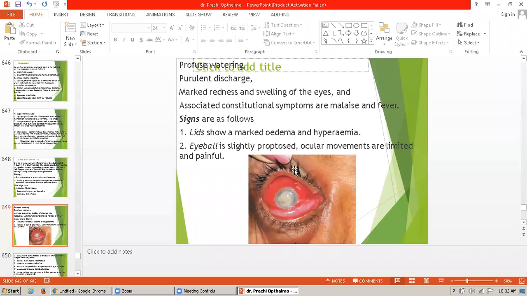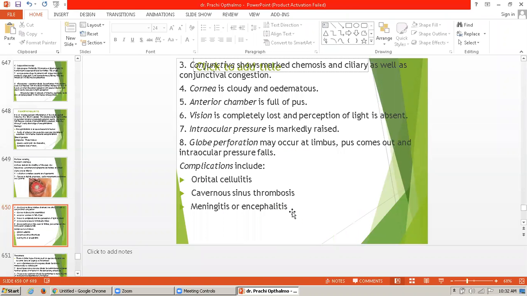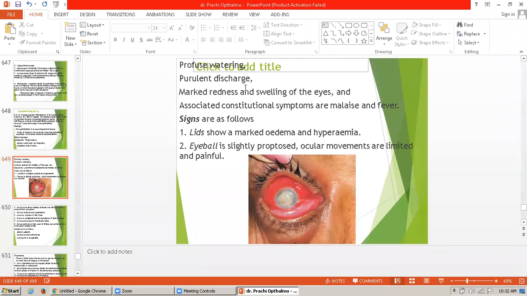And the signs that we see in the patient show marked edema and hyperemia. Okay? So this is a diagram of panophthalmitis, in which we can see the lid shows marked edema and hyperemia, the eyeball is slightly proptosed, and ocular movement is limited and very painful. Conjunctiva shows marked chemosis and ciliary as well as conjunctival congestion.